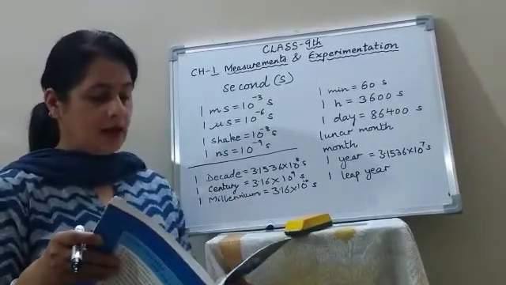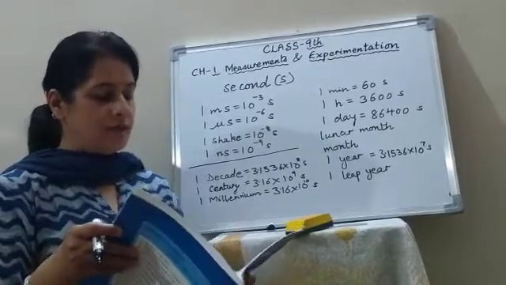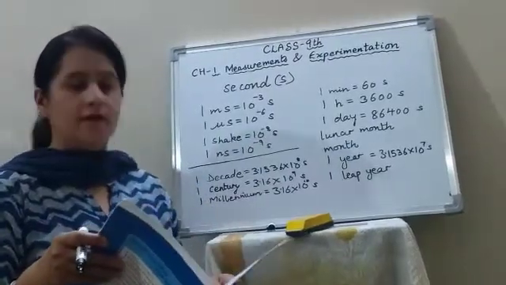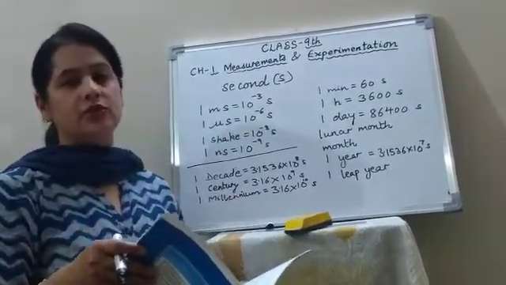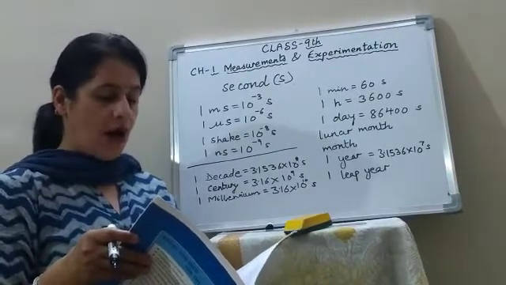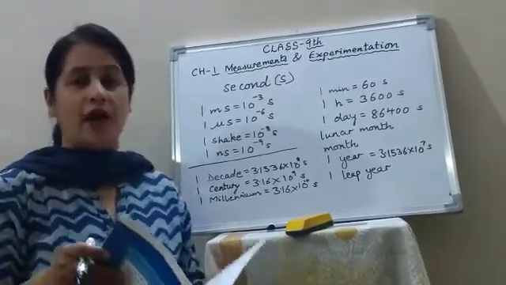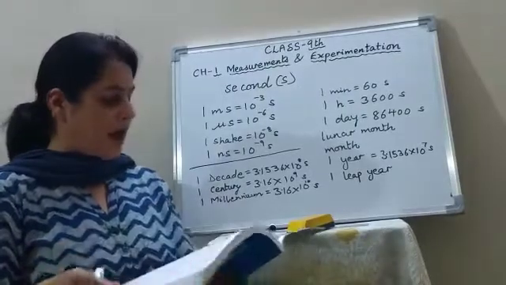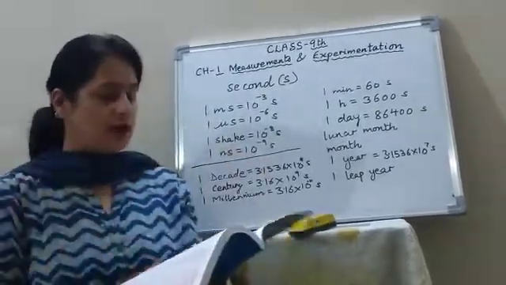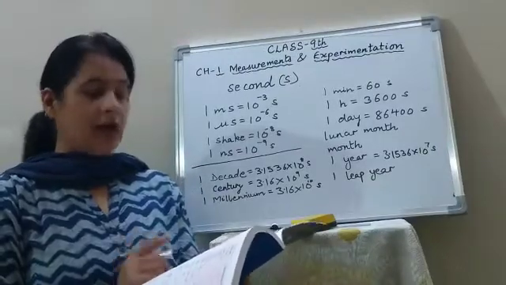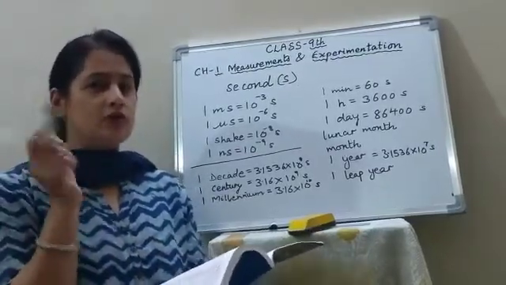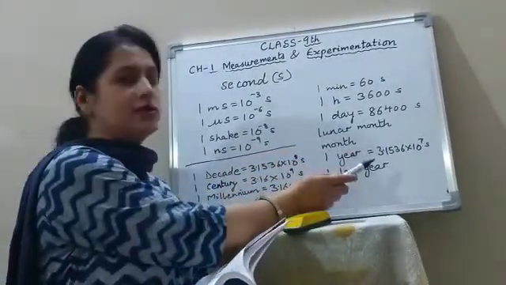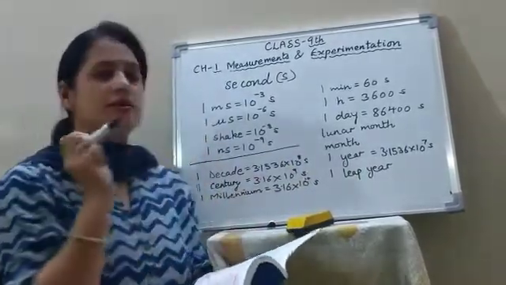Now, month. To an approximation, according to the Western calendar, there are 12 months, and a month is considered to be of 30 days. Normally, a year is considered of 365 days. And year, what is year? How will you define a year? 1 year is defined as the time in which the earth completes 1 revolution around the sun. And 1 year equals 3.1536 into 10 to the power 7 seconds.